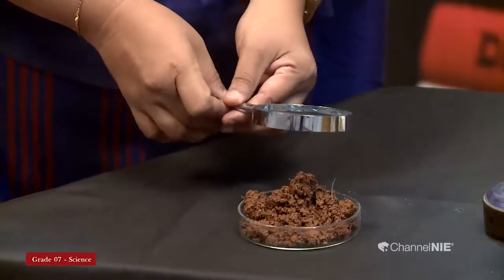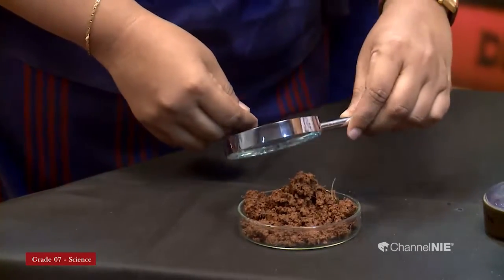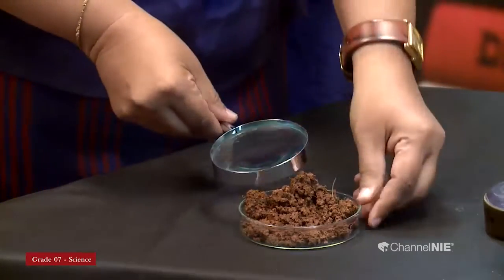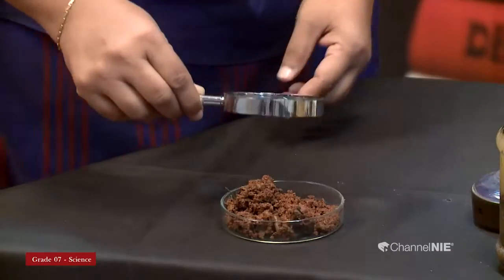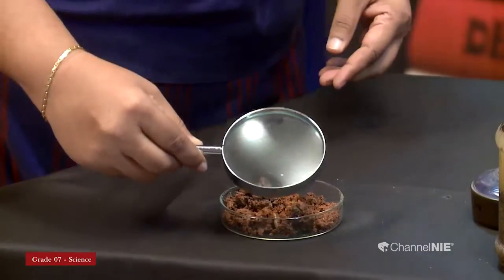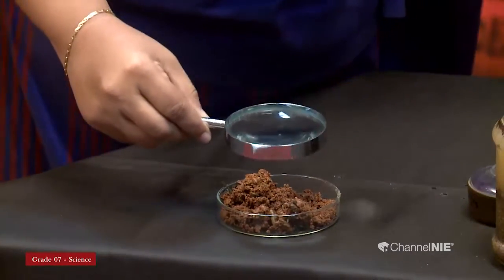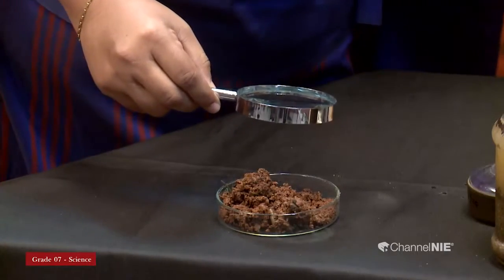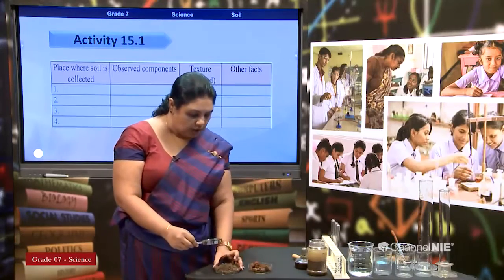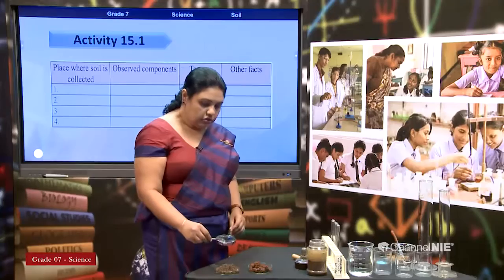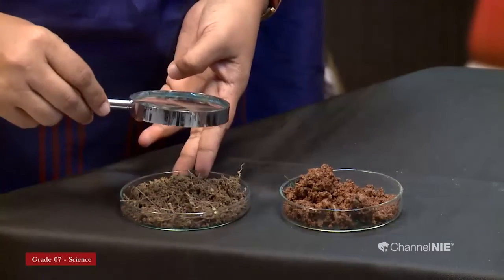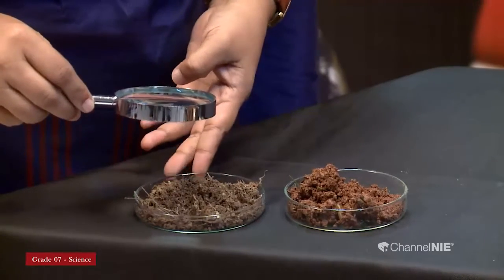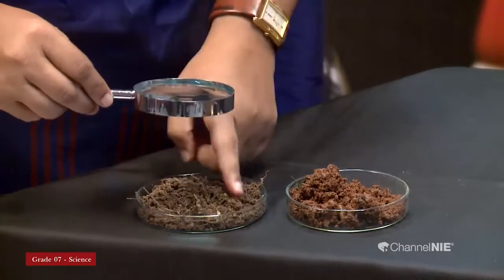Here I can see an earthworm and some other particles, and you also can observe that way. If you use a magnifying glass, we will see another sample of soil. Right. In this you can see other plant particles and some small sand particles.